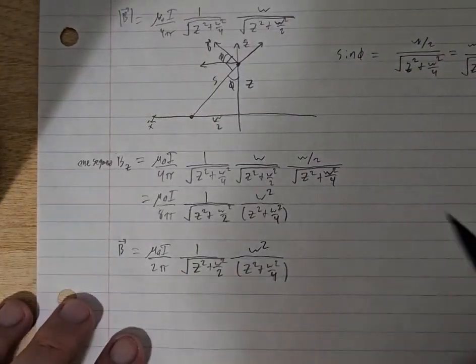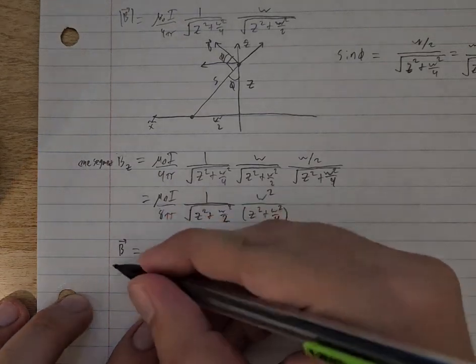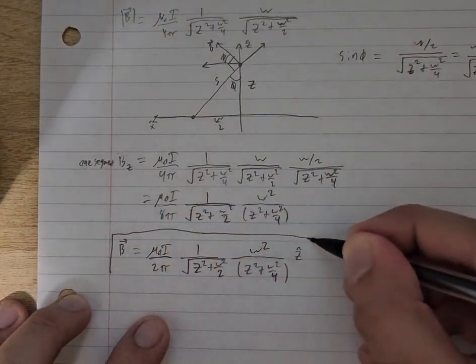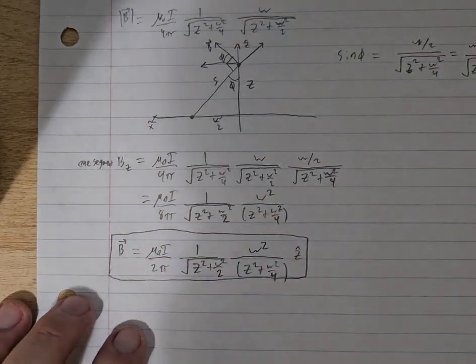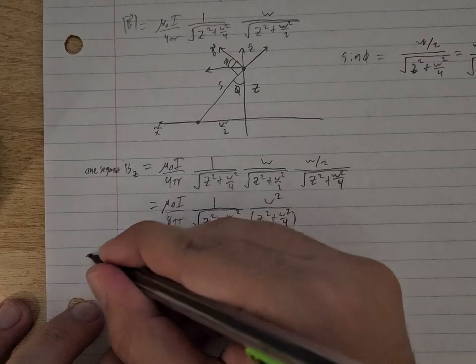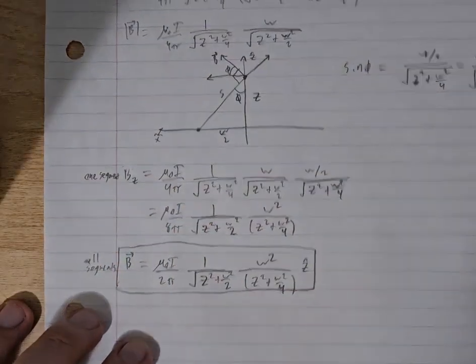Okay. And that's in the z-hat direction, and that is our magnetic field above this square loop from all segments, from the entire square loop.